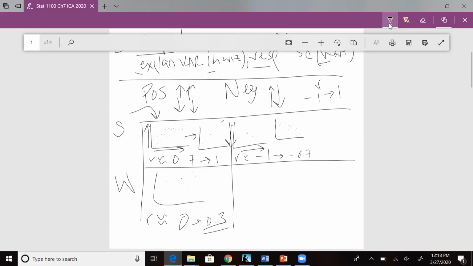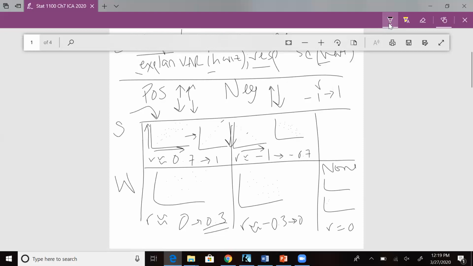Looking down here at the weak negative, we're looking at R about -0.3 to 0. So just like before, except now we're going in a decreasing fashion. We could also have two other possibilities. So that was talking about strong or weak positive, strong or weak negative. But what if there's none? So if there's no relationship whatsoever, then our R is going to be 0. And we can have two different outcomes here.